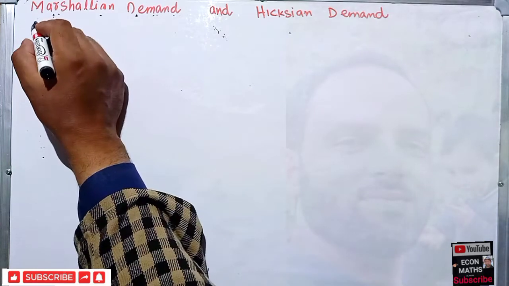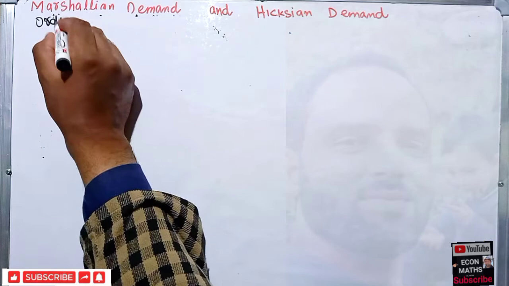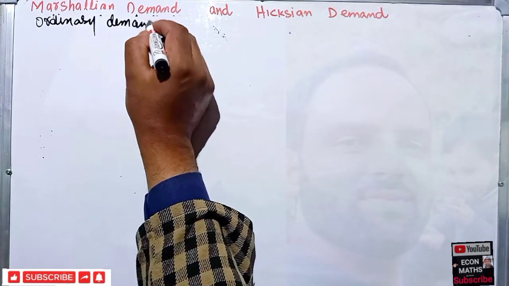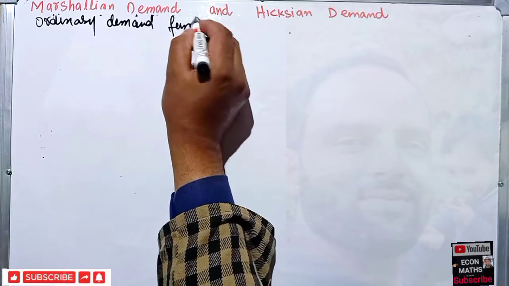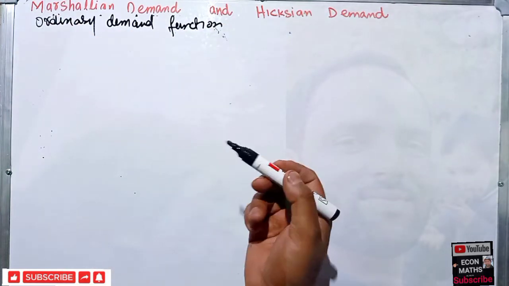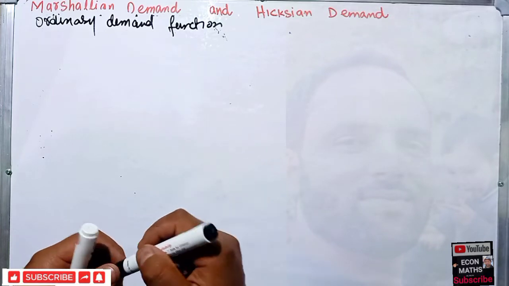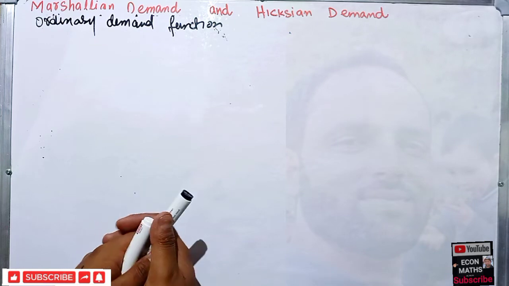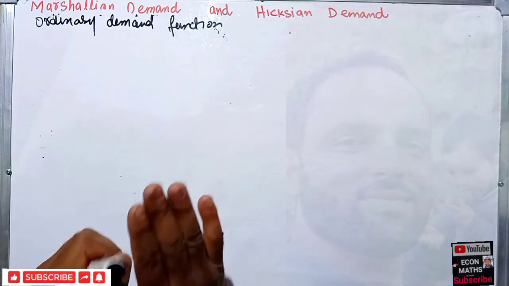Okay, so first we take the Marshallian demand function. It is also called the ordinary demand function, and it actually traces the relationship between demand of a good and its price holding the nominal income constant.